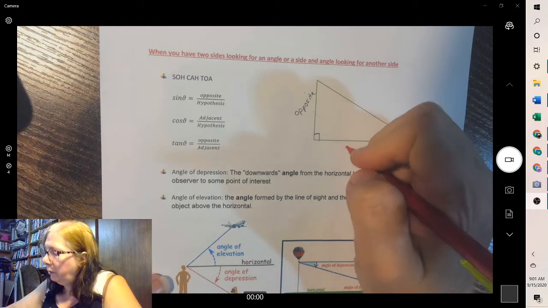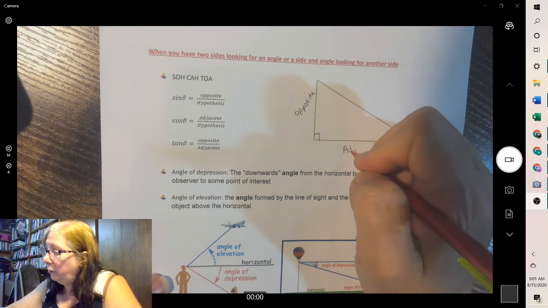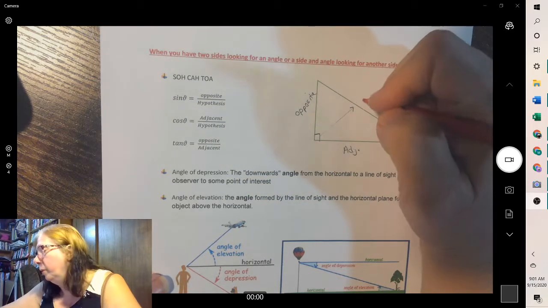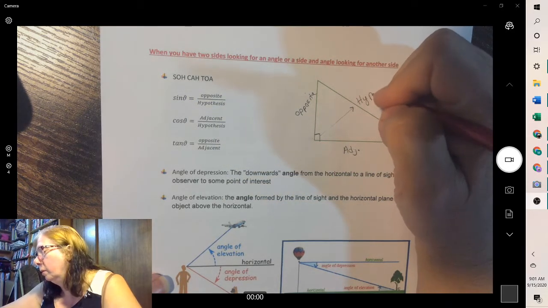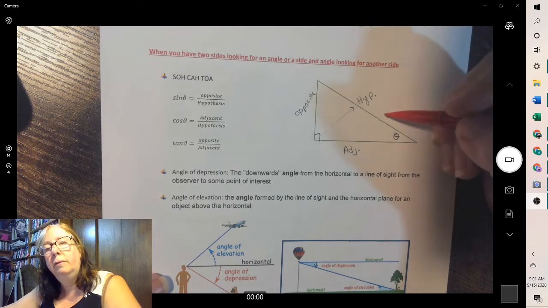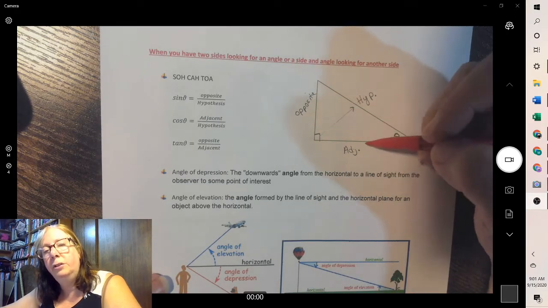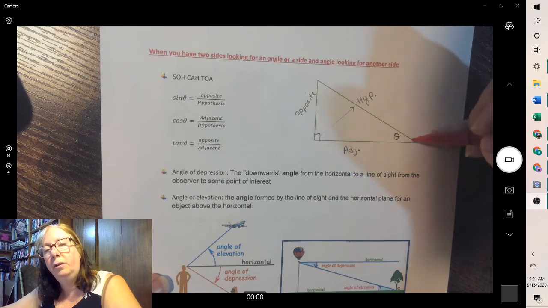Adjacent means it touches it, and it's not the hypotenuse. And the hypotenuse, as always, is across from the right angle. So you have our hypotenuse. Opposite is opposite of the angle, and adjacent is touching the angle with the hypotenuse.